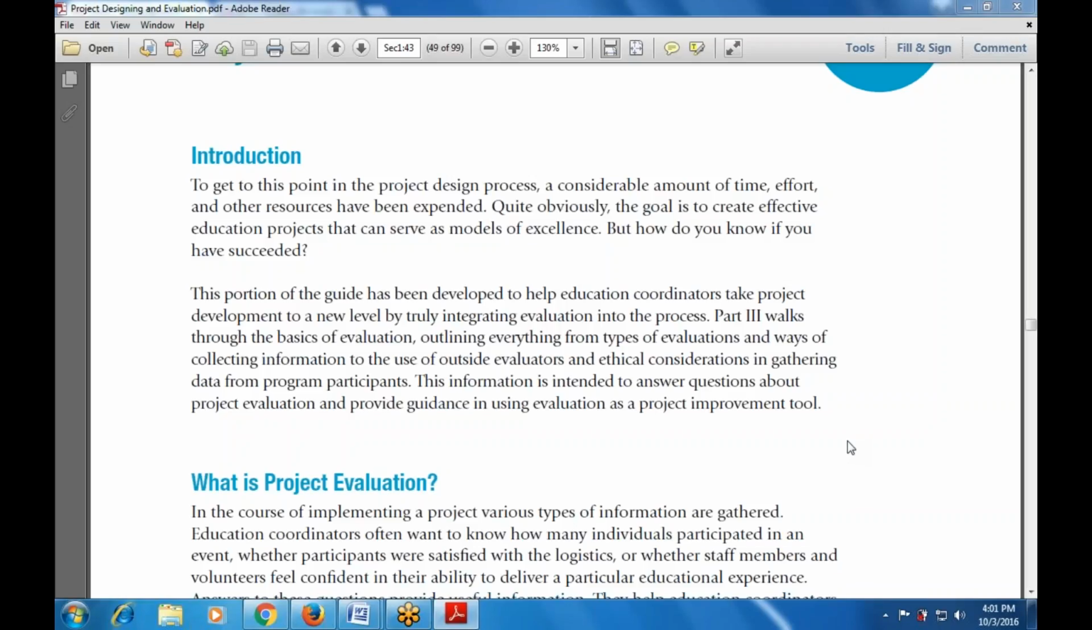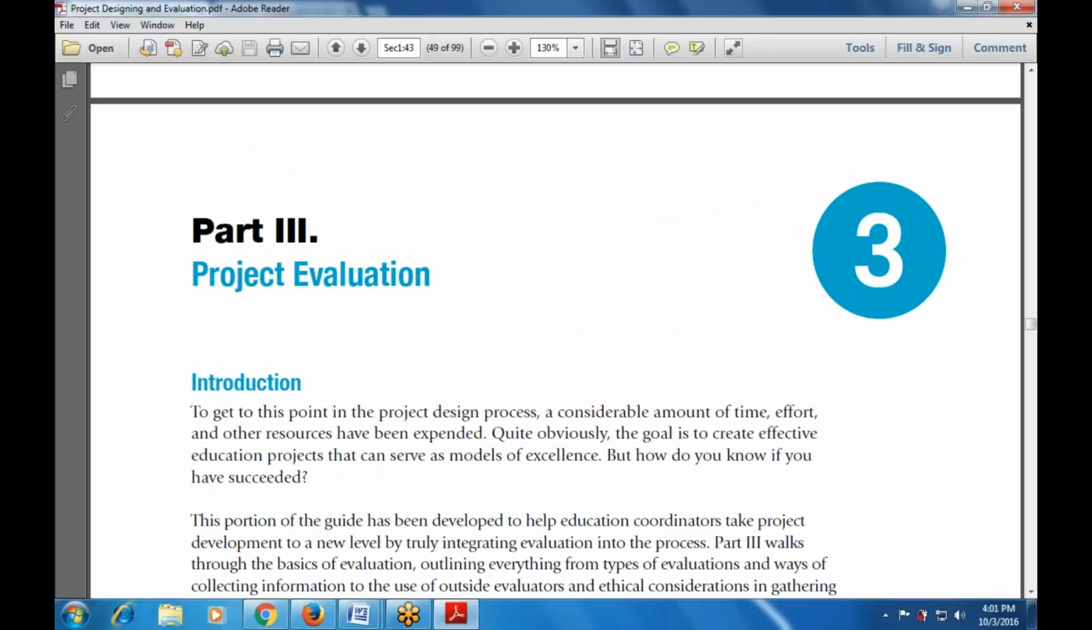Yes, in the last class, we finished part number 2. Now I'm going to start part number 3, that is project evaluation. As the name suggests, project evaluation is how we evaluate the project. What are the various scenarios? What are the various outcomes by which we can evaluate the project? That is project evaluation.